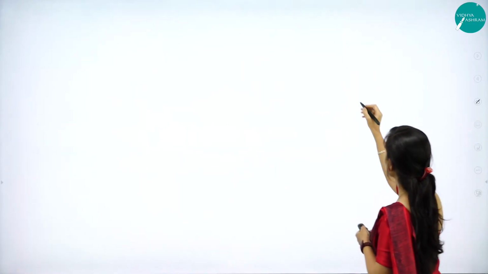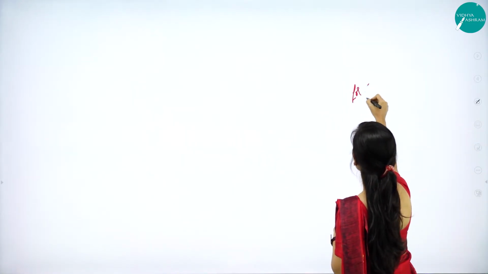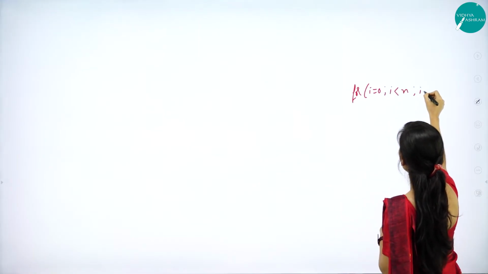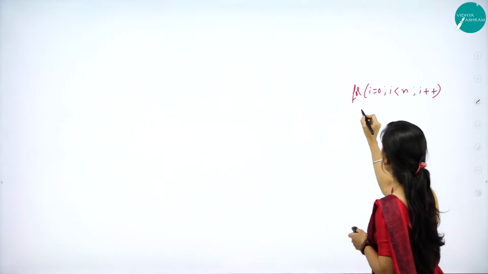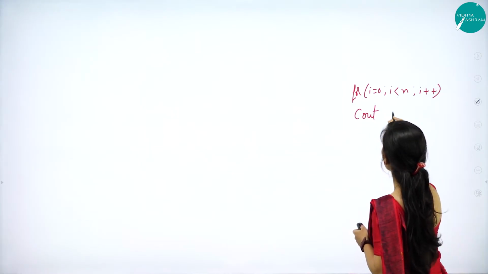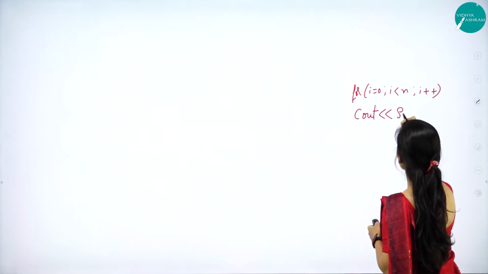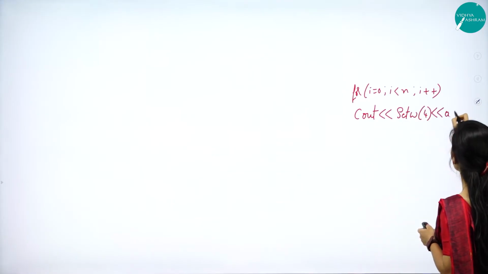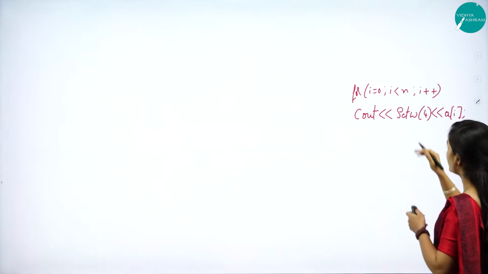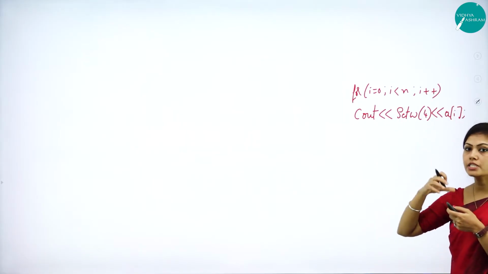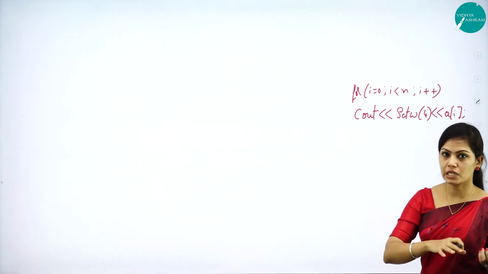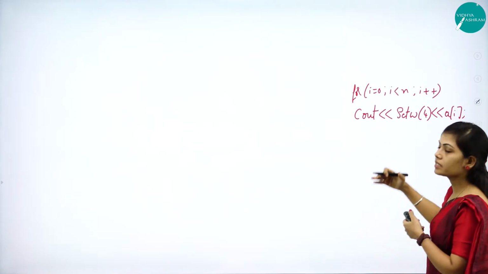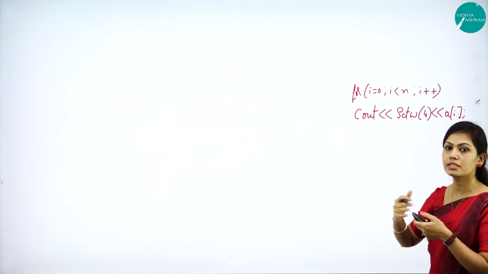Print the elements means for I is equal to 0, I less than n, I plus plus, cout setw 4 A of I. Next, after the condition is false it will come out of the loop, then again the process will start for printing the elements. Cout means it will print the elements.